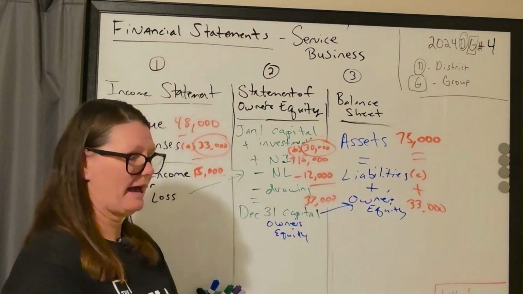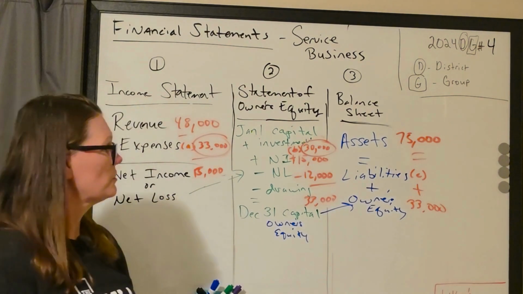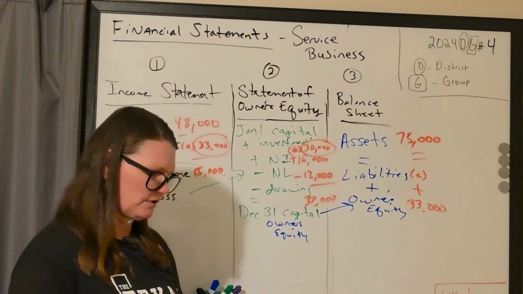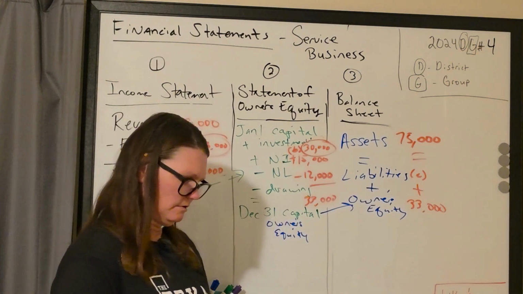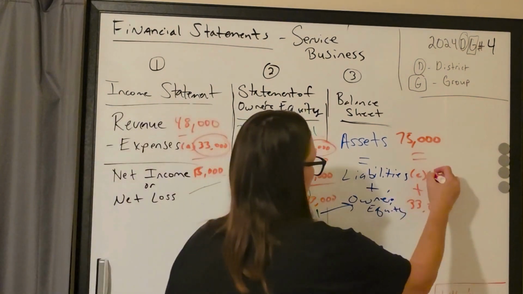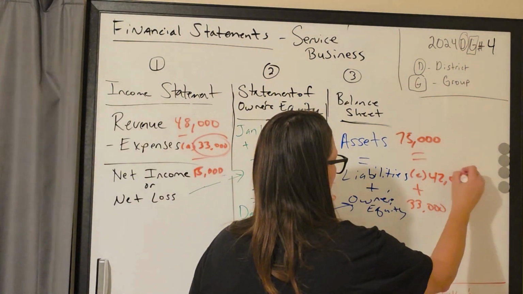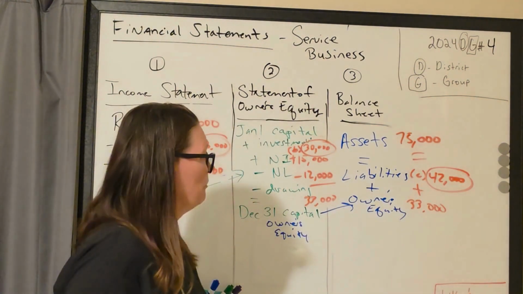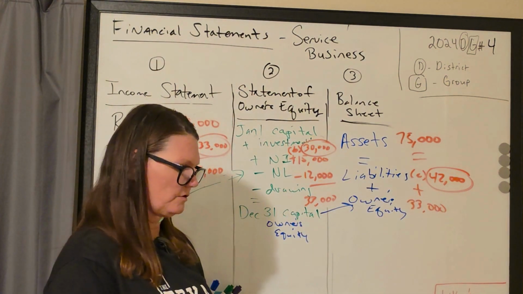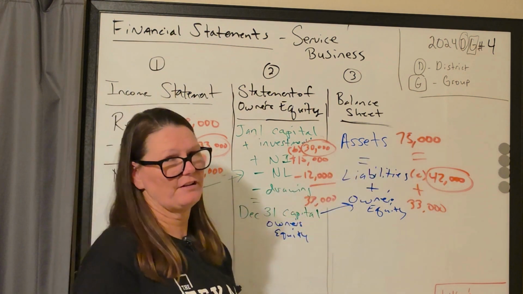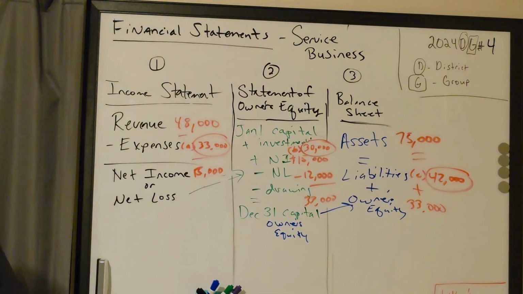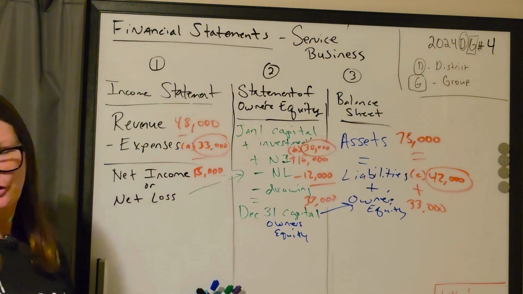Now it's time to do the math. So we're going to subtract 75,000 minus 33,000, which gives us 42,000. Now I'm going to check my work. So 42,000 plus 33,000 equals 75,000.